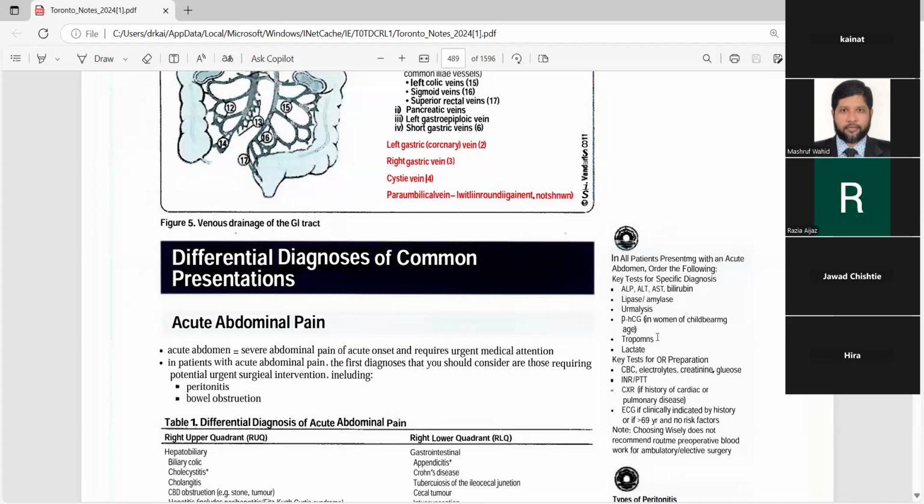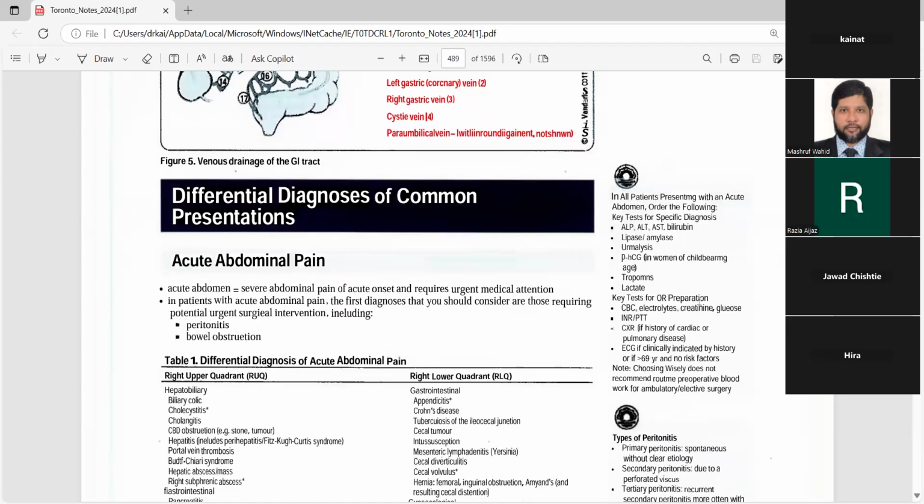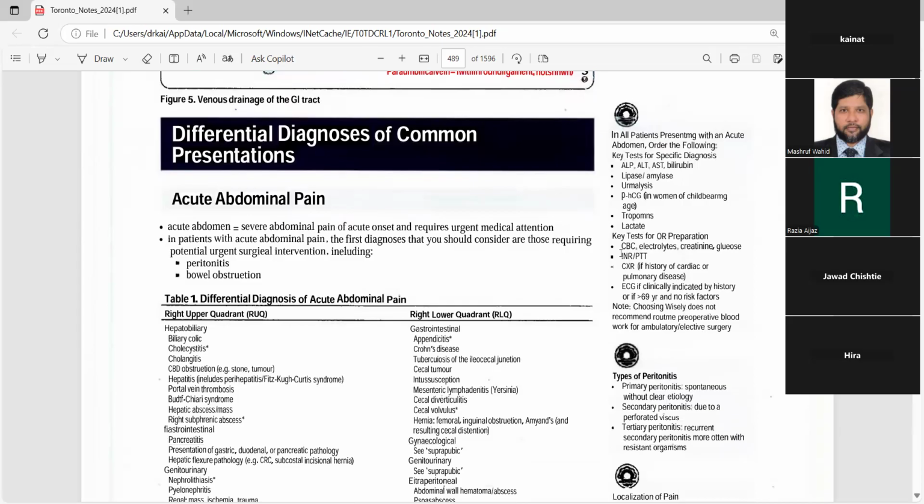Key tests for a specific diagnosis, so ALP, AST, and all these tests. Key tests for OR preparation. If you're going to do the operation, then CBC, electrolytes, creatinine. Even in the OR, you have to see which one is major surgery and which one is minor surgery. In minor surgeries, we usually go for CBC, and I think that's more than enough.